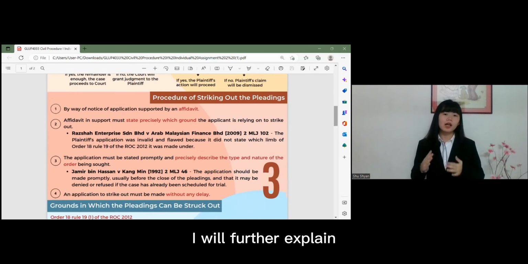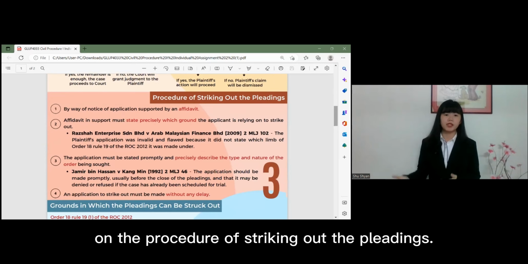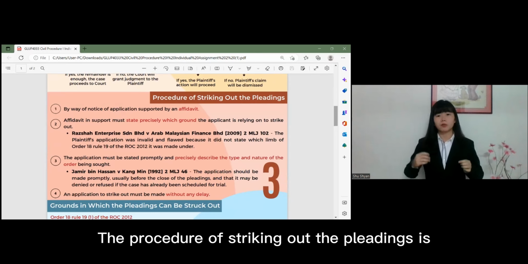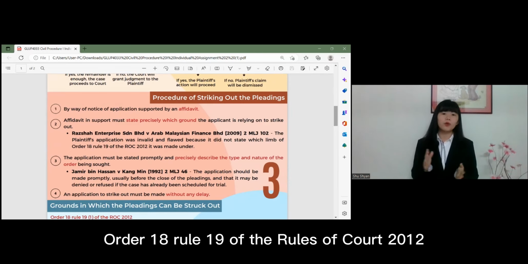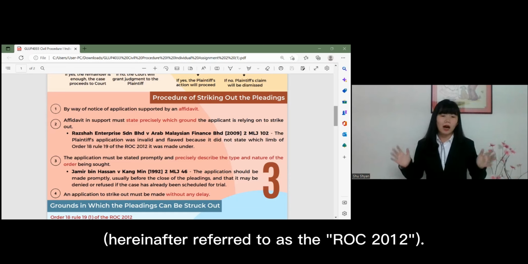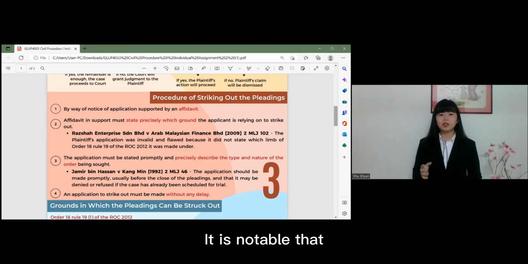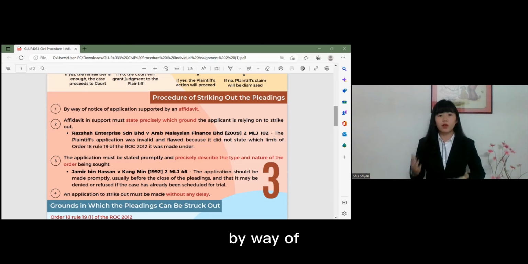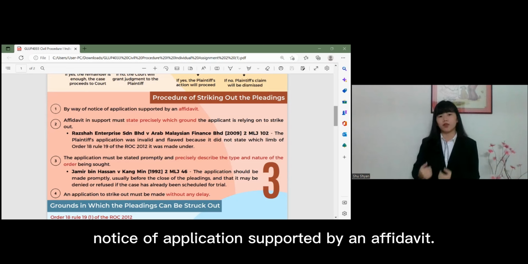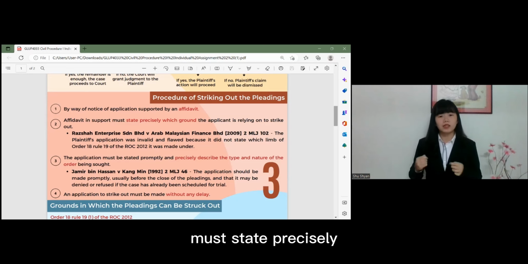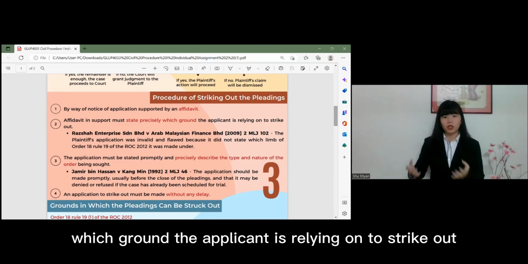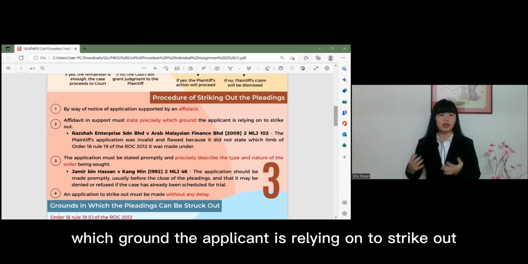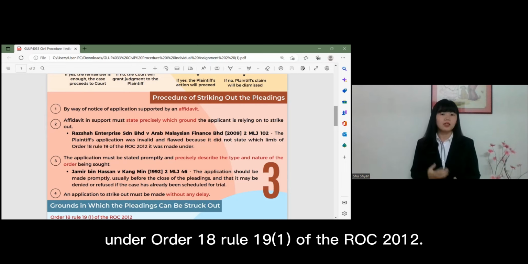Followed by this, I will further explain the procedures of striking out the pleadings. The procedure of striking out the pleadings is governed by Order 18, Rule 19 of the Rules of Court 2012, hereinafter referred to as the ROC 2012. It is notable that the application of striking out the pleadings needs to be made by way of notice of application supported by an affidavit. The affidavit in support must state precisely which ground the applicant is relying on to strike out under Order 18, Rule 19, Sub-Rule 1 of the ROC 2012.